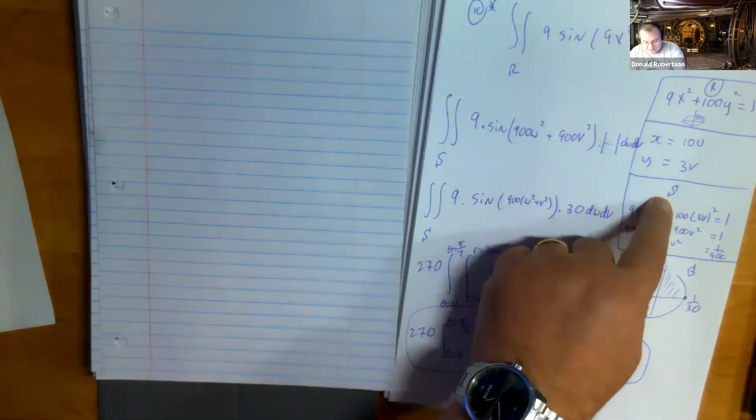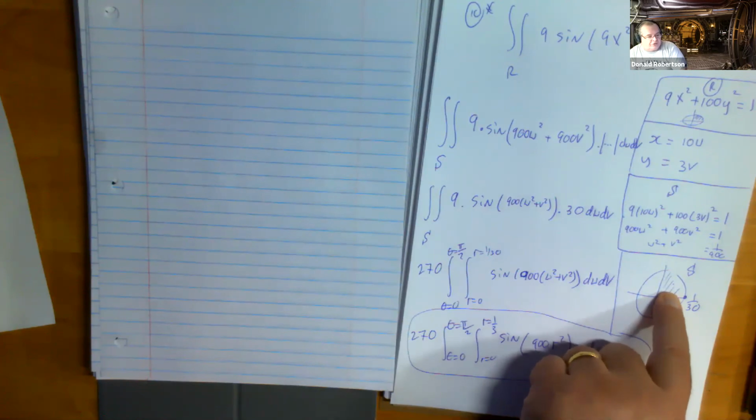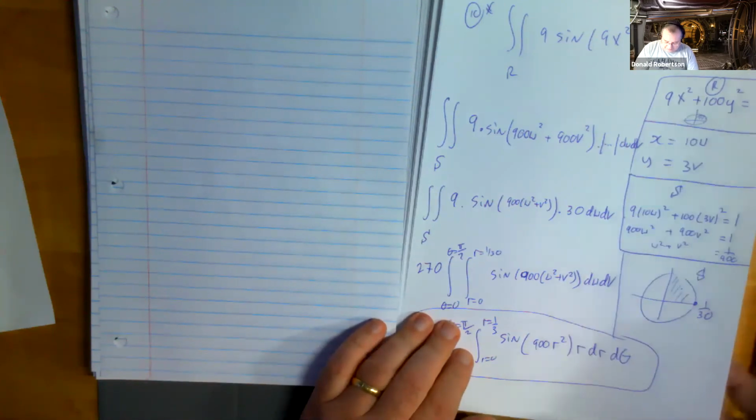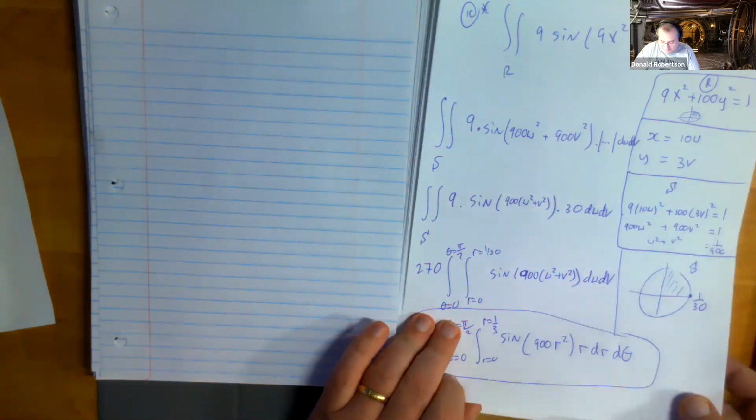So we turned it into UVs, and then we discovered that the region S was better designed as a polar coordinate question than it would have been to leave it as a UV question. And I believe that's the only two questions that do that.